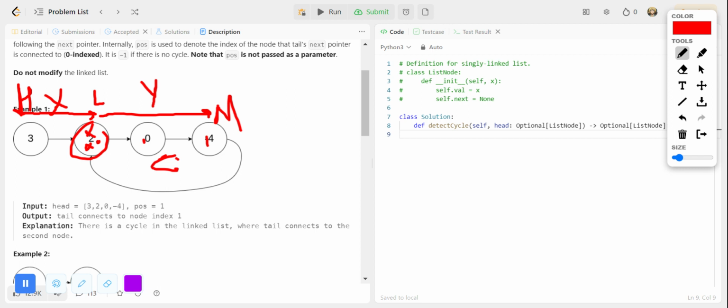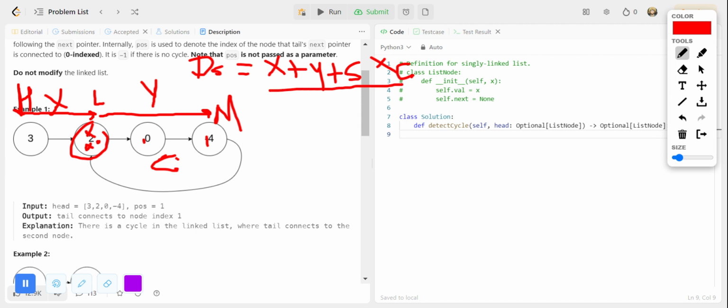So Floyd's says that the distance the slow pointer moves is just the sum of x and y, plus s times c, the length of the circle, where s is how many times the slow pointer travels around the circle.